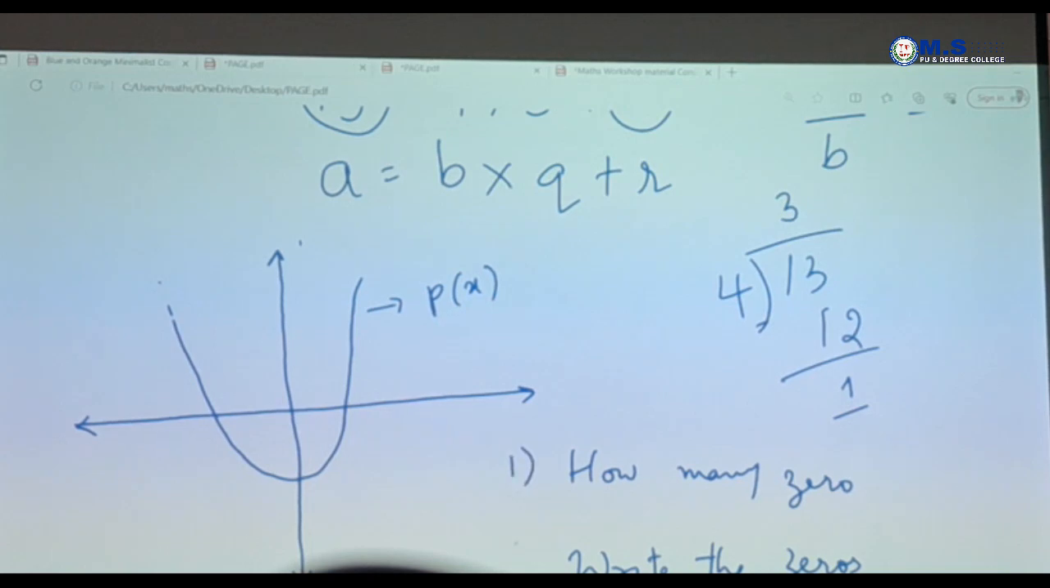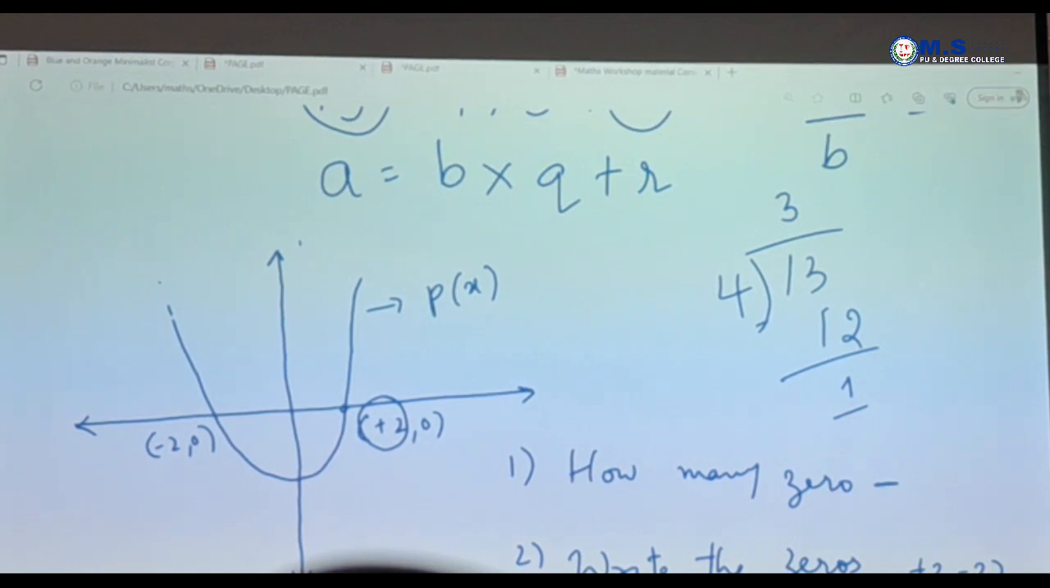First question. See how many zeros are there? It is 2. Write the zeros. No. You should write only the x coordinate. It is plus 2 and minus 2.